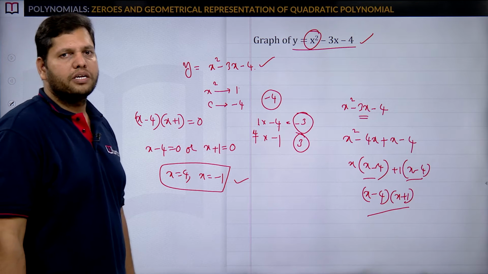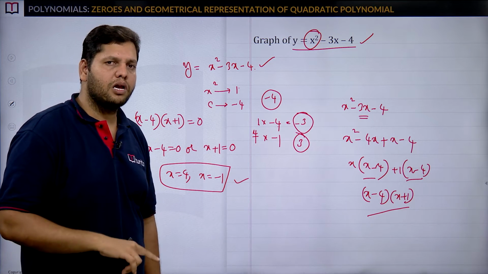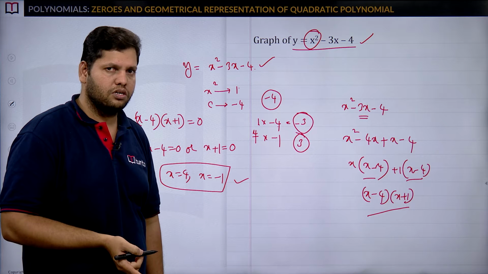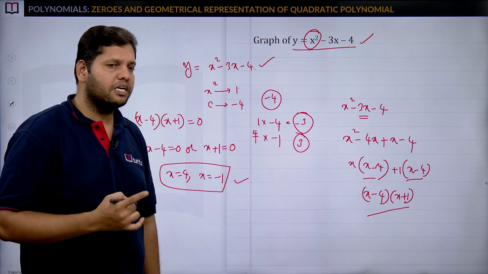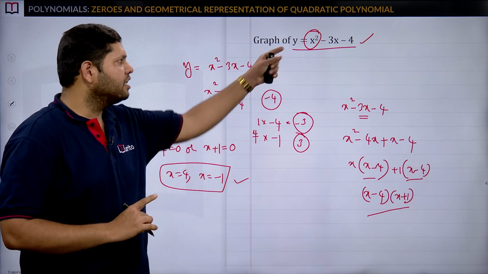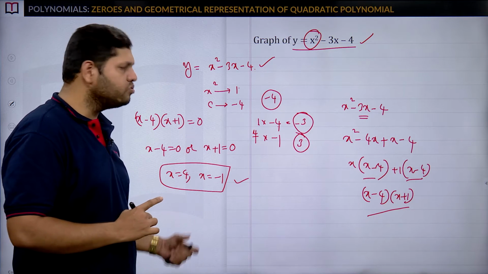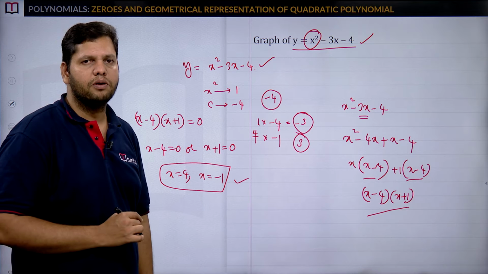A quadratic polynomial gives 2 zeros and a cubic polynomial gives 3 zeros. Here the number of zeros is equal to what, children? Is equal to the degree of the polynomial. Here the degree of the polynomial is 2, so that is why we got 2 zeros. Are you getting my point, children?